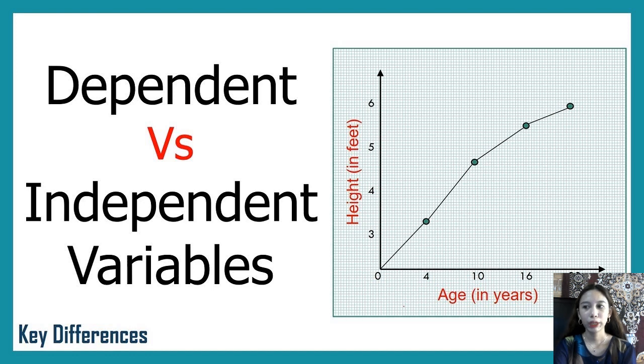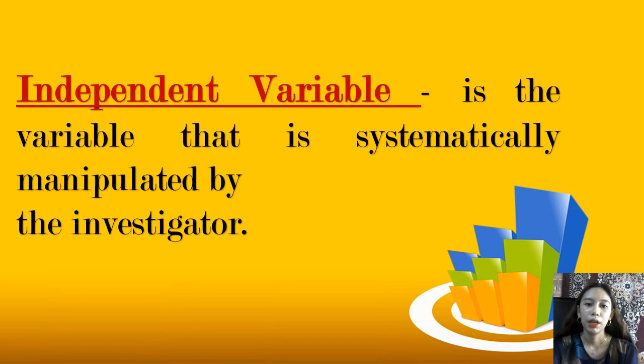There are two types of variables, the independent and dependent variables. As you can see, we have to differentiate the dependent from independent variables. So let us first tackle the definition of dependent and independent variables. The independent variable is the variable that is systematically manipulated by the investigator.